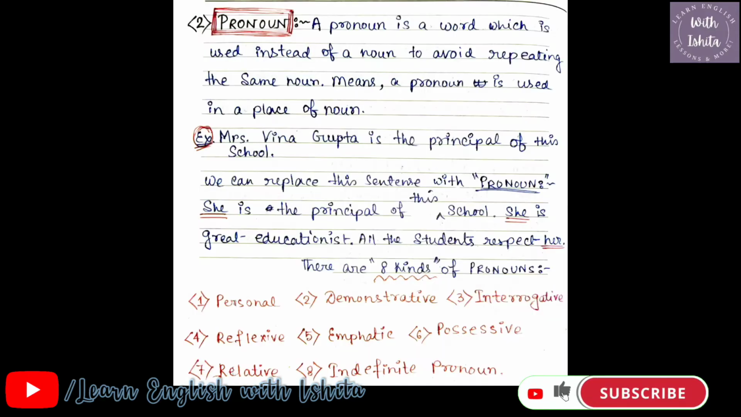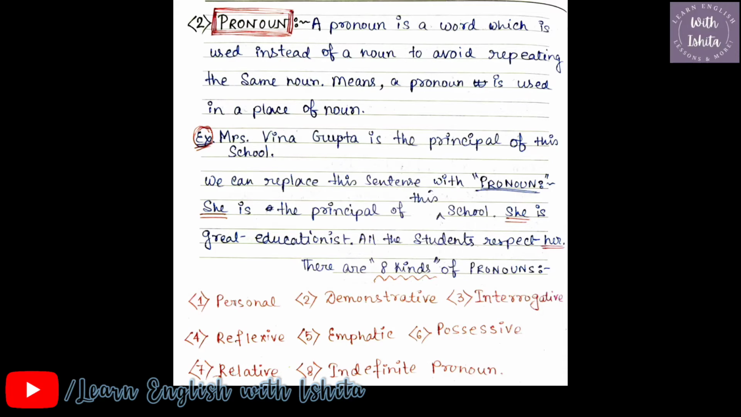Now going to the next part, that is pronoun. A pronoun is a word which is used instead of a noun, to avoid repeating the same noun. It means a pronoun is used in place of a noun.